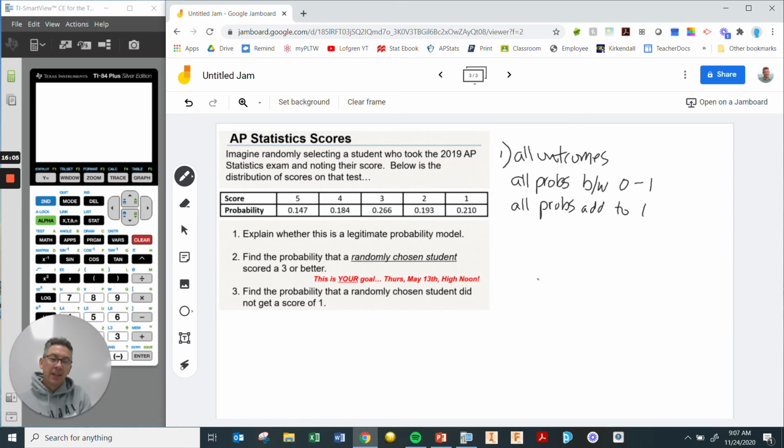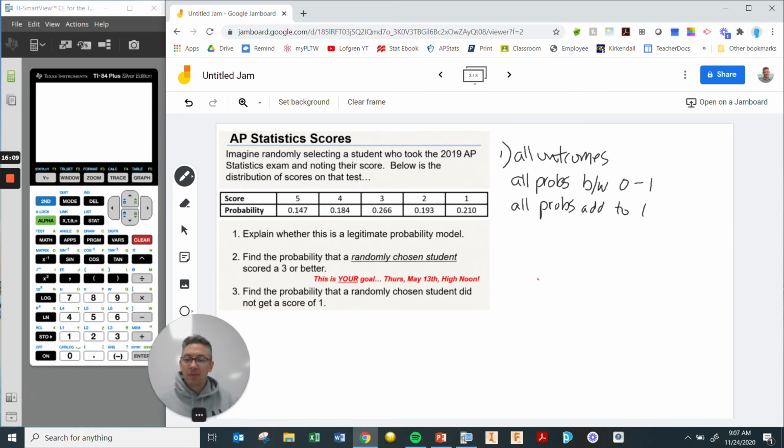add to 1? So I'm going to come over to the calculator, and we're just going to check this. I'm going to have to move that out of the way. We're just going to add these up. So 0.147, 14.7% of people got a 5. I'm going to add that to 0.184. I'm going to add that to 0.266. Almost 27% of people got a 3. A score of a 2 was 0.193. And a score of a 1 was 0.21.